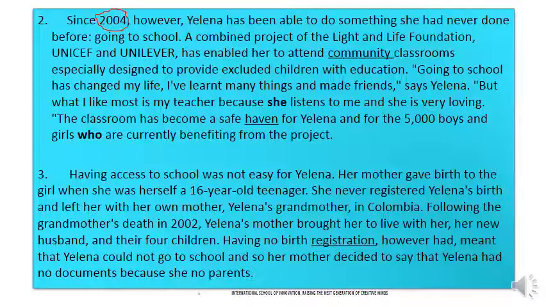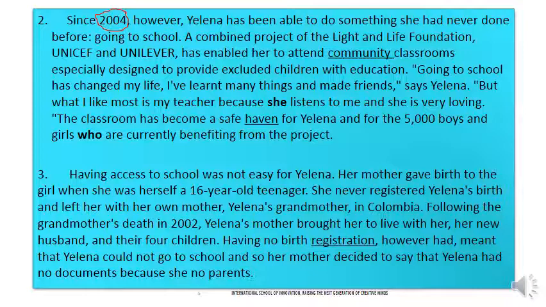Having access to school was not easy. Let's see why. Her mother gave birth to Yelena when she was herself a 16-year-old teenager. So when Yelena was born, her mom was 16 years old. She never registered her. It means she doesn't have official papers. She doesn't have an ID and so on. So this made it difficult for Yelena to go to school. So she never registered Yelena's birth and left her with her own mother, Yelena's grandmother, in Colombia. Following her grandmother's death in 2002, so here we have a new date, which is 2002.